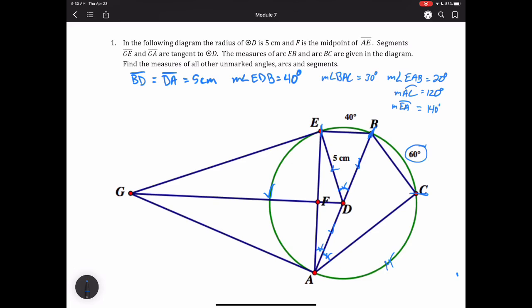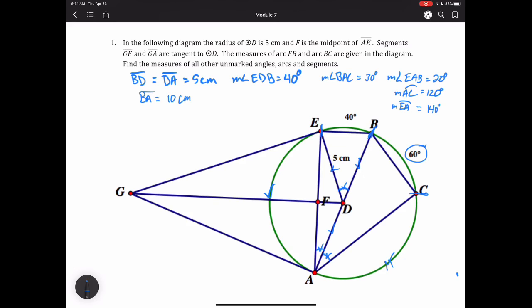Okay, let's also look at the measure of segment BA real quick, just for good measure. Let's put that in there. We know that it's a diameter, and diameters are twice the length of the radius. So the distance from B to A is 10 centimeters, twice the radius. Okay, now we need to do some other stuff real quick.